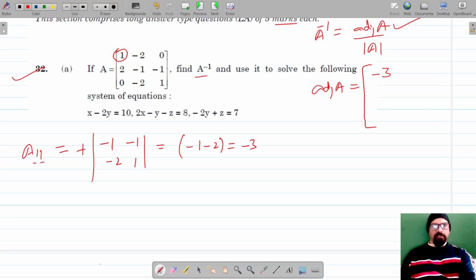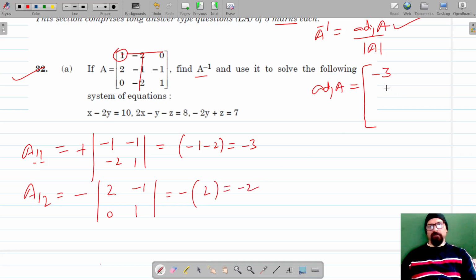And let's find out the other elements. So the next element is A12. For A12, 1 plus 2 is 3, which is odd, so negative. And if I remove the row and the column for the second element, I am left with 2, negative 1, 0, 1. So this is equal to negative 2. So this is negative 2, and I'm going to write it down in this column.